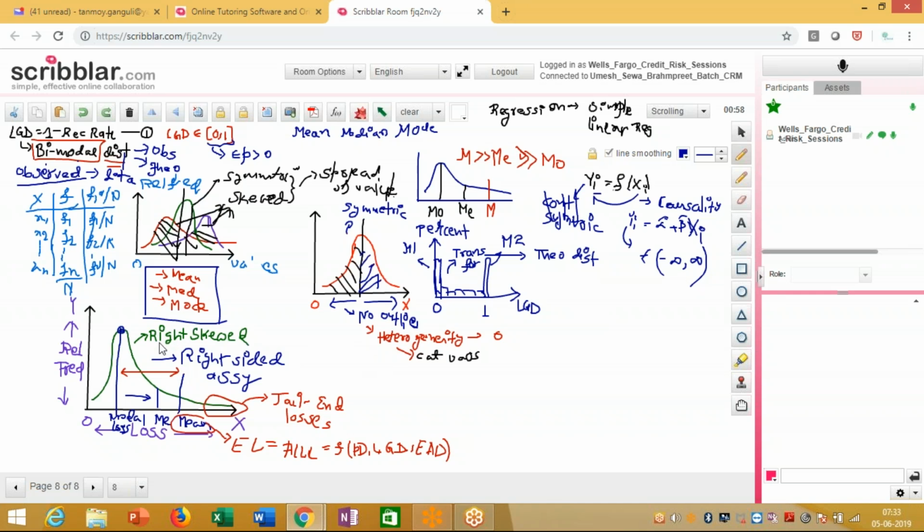The transformation becomes important because one way you try to develop LGD models is through linear regression.